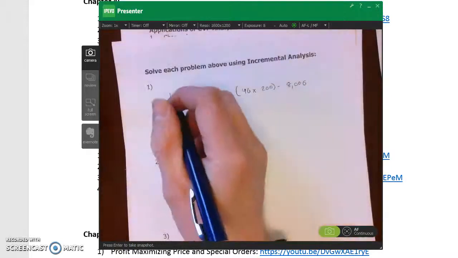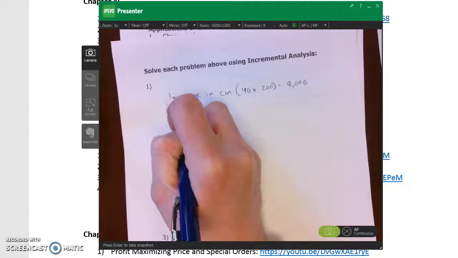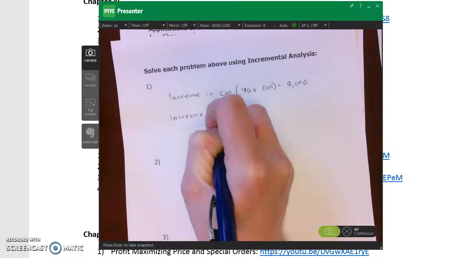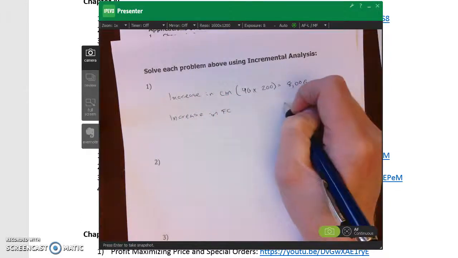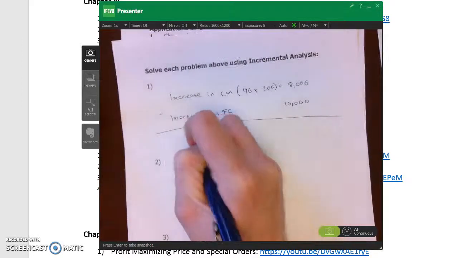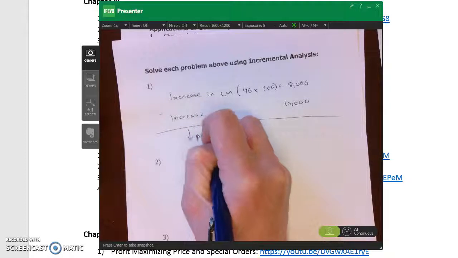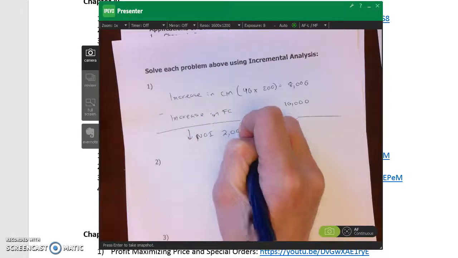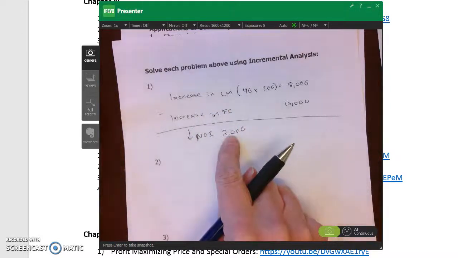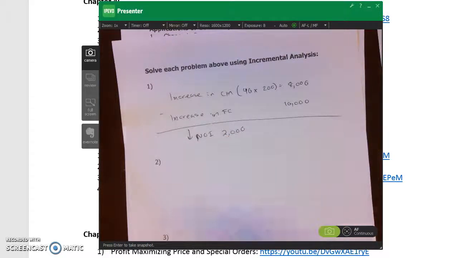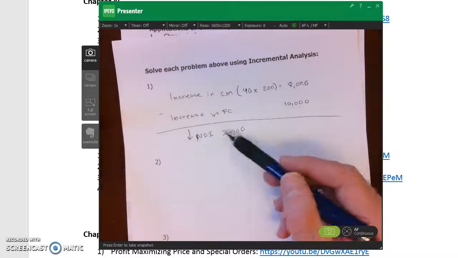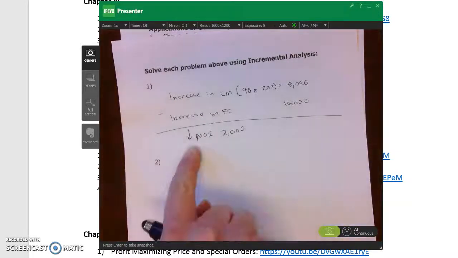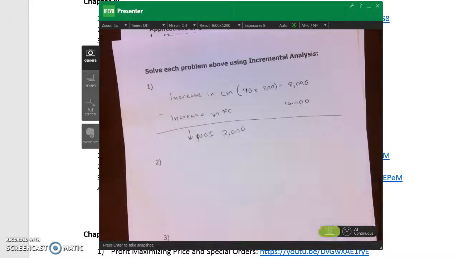Okay, and then what I do is I have my increase in my fixed costs, which is my $10,000. That means my profit, my NOI, decreased by $2,000. This is the profit impact. So again, what we're doing here with incremental analysis is we're looking at changes in contribution margin, changes in fixed costs, and then using that to calculate the impact on profit.